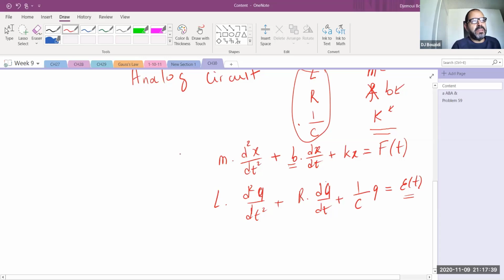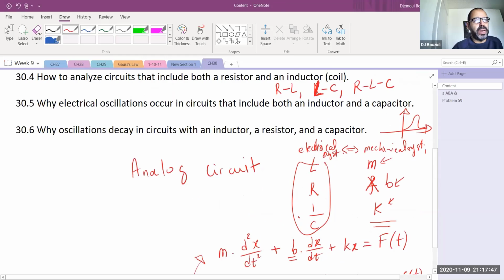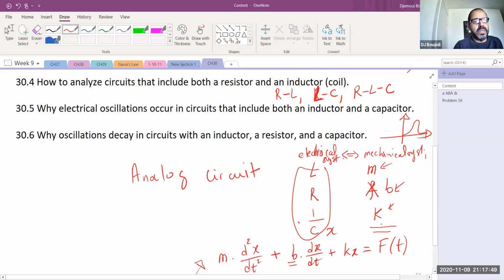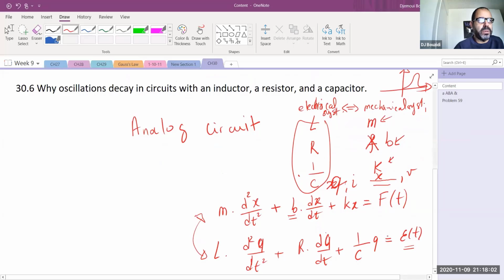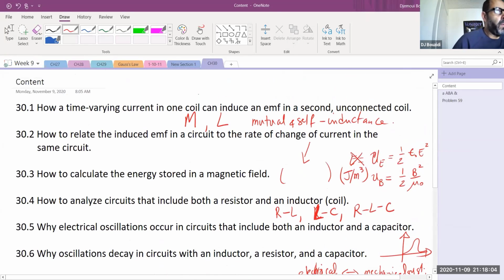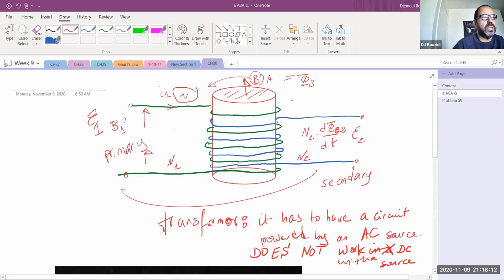A mathematician solving a mathematical system doesn't care which symbol you use, whether X or Q. So to go back further into my analogy, X, the position, is represented by the charge Q, okay? And the velocity is represented by the current, okay? So you have all of the parameters that are identical from a mechanical system to another system. So this is chapter 30, which is a beautiful chapter, okay? So let's go back into this situation in here, and let's find out exactly what we need.